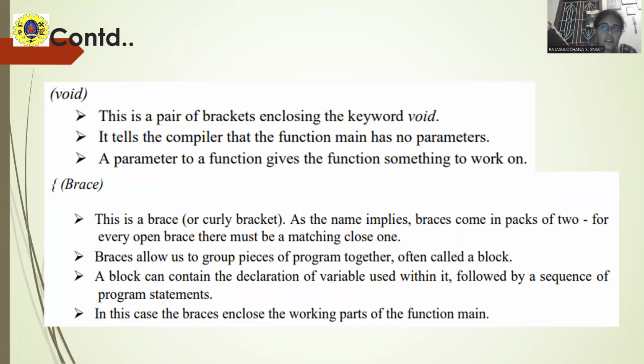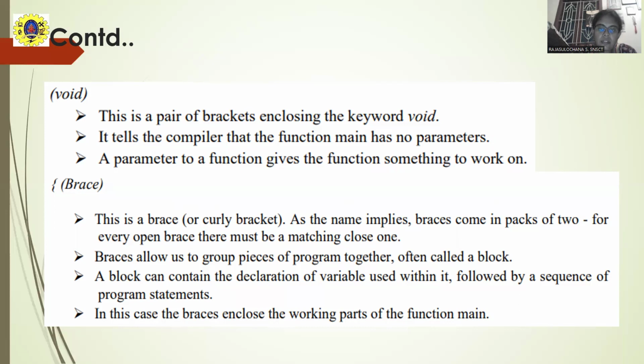So if you need to work on certain values only, you will pass those values as parameters. Unless you have such scenarios, you need not pass any parameters. After the function definition, the function starts with an open curly brace. As the name implies, it comes in two parts, one for opening and the other for closing. These brackets allow us to group a piece of program together, and this piece of program is called the code block or the program block.